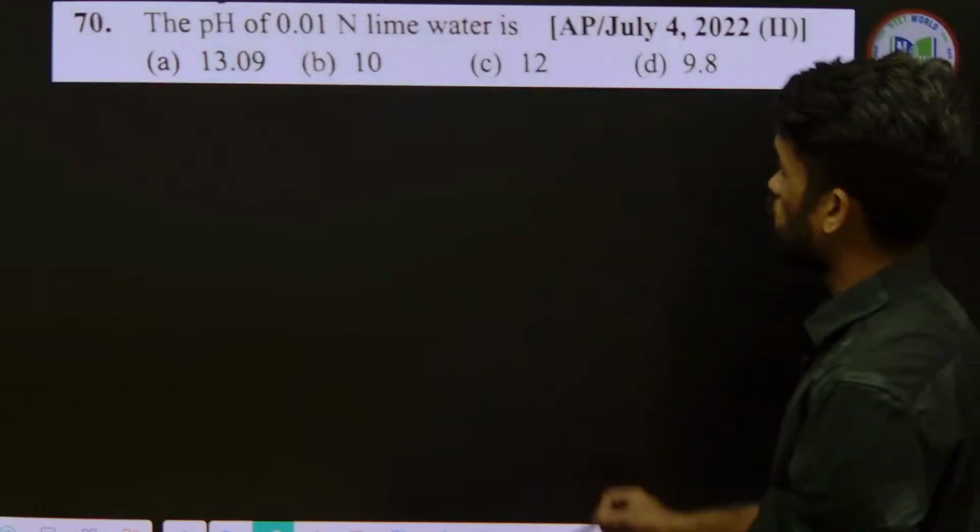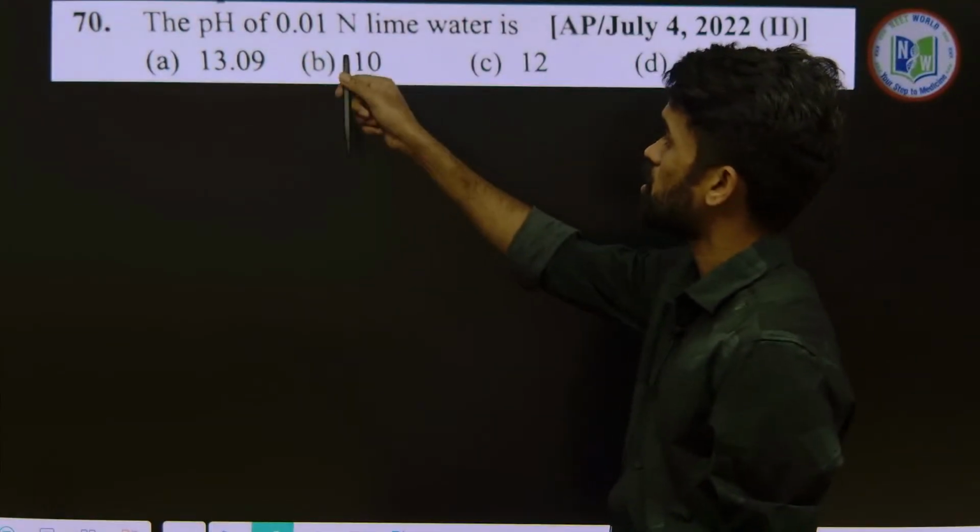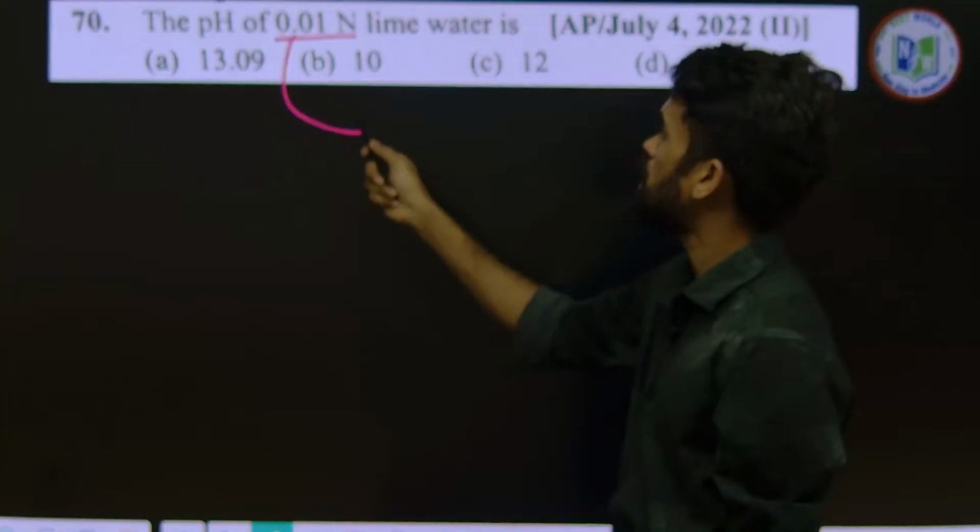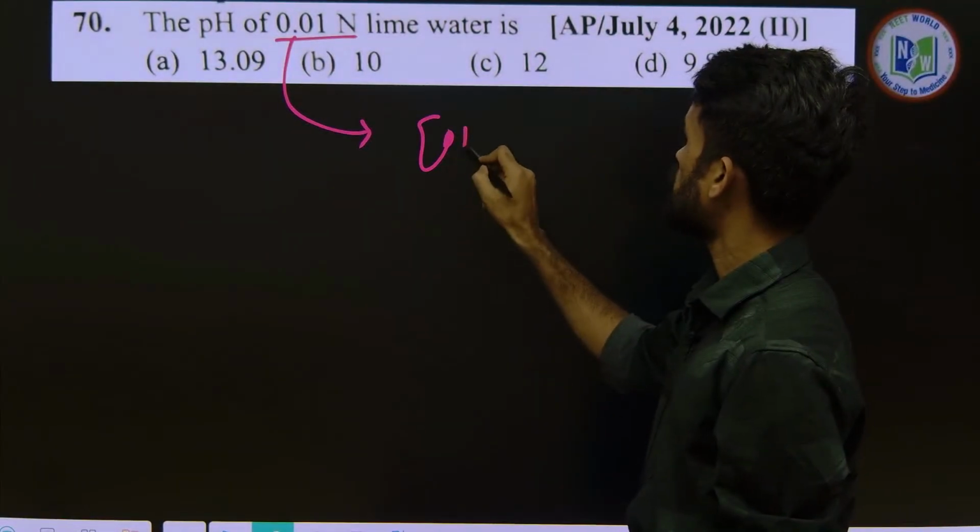See, and tell me what is the pH of this lime water. Lime water means basic. Basic means that whatever the concentration given, that is the concentration of OH minus, not H plus. So this is the OH minus ion concentration.